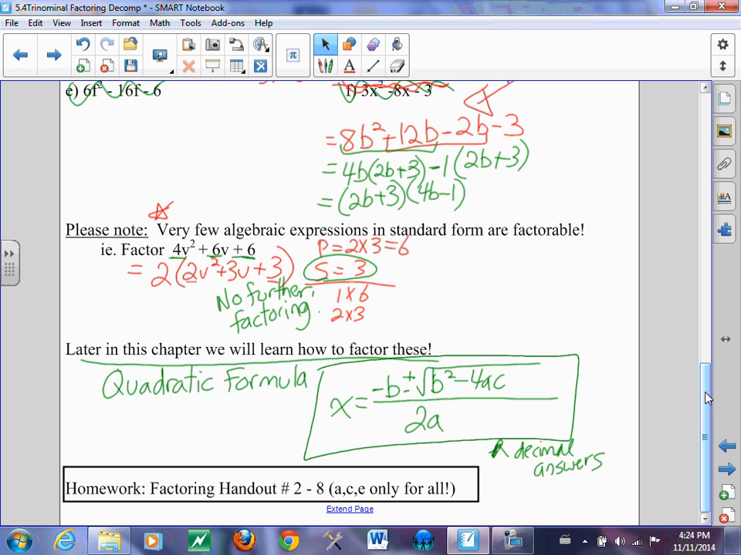All right, folks, thanks for hanging out with me and sticking through that. Again, next lesson will be difference of squares. It'll be your easiest factoring. So this is the hardest stuff, folks. So please take your time.